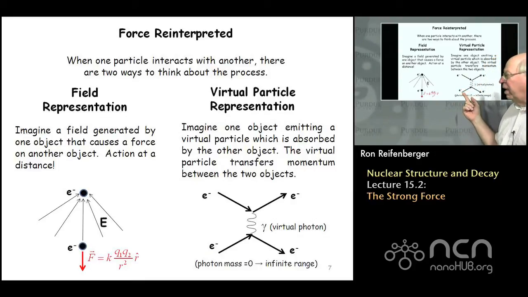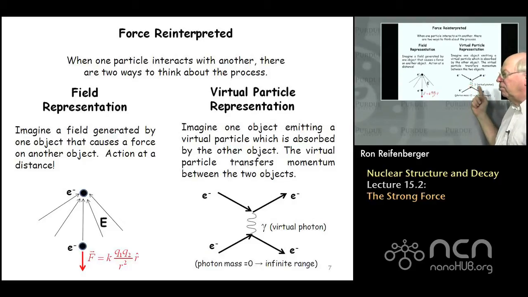So for instance, if we have two electrons approaching one another, these two electrons can exchange this virtual photon. This exchange of the virtual photon gives rise to a repulsive force, which would then cause these two electrons to repel one another.